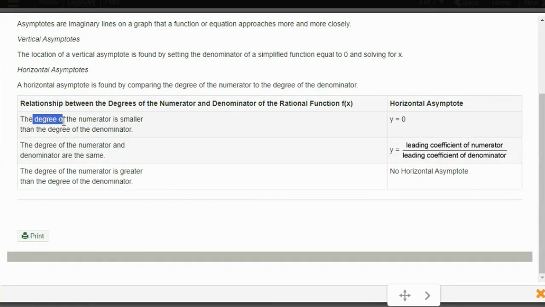If the degree of the numerator is smaller than the degree of the denominator, it's y equals 0. If it's larger than the degree in the denominator, there's not a horizontal asymptote. And if they're the same, you just look at the leading coefficients and set them up as a fraction.